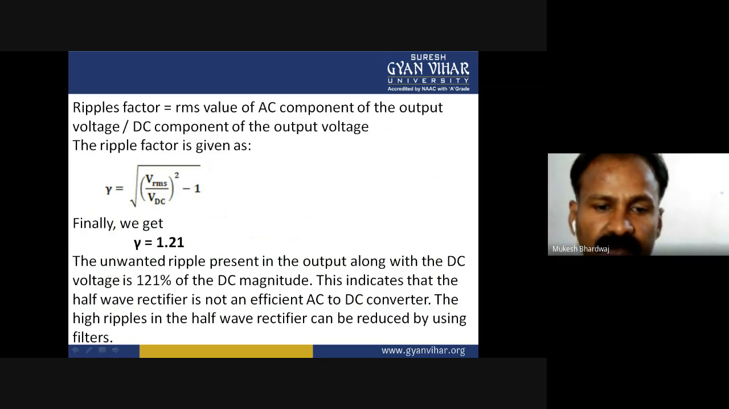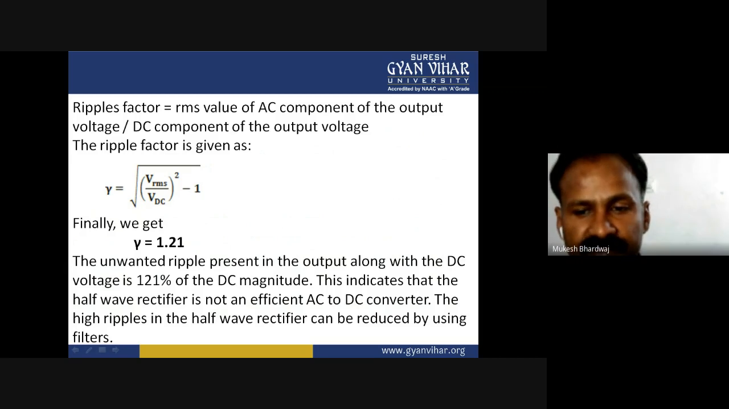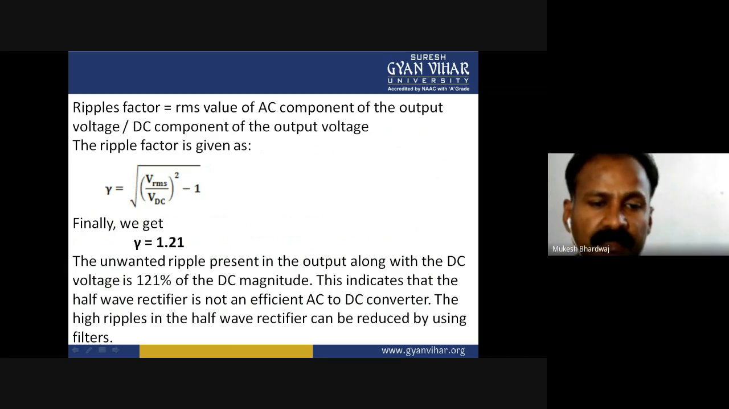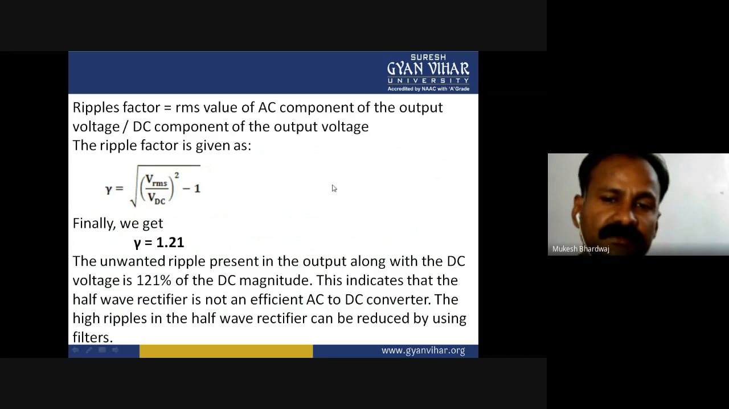This indicates that the half wave rectifier is not an efficient AC to DC converter. The high ripples in the half wave rectifiers can be reduced by using filters.